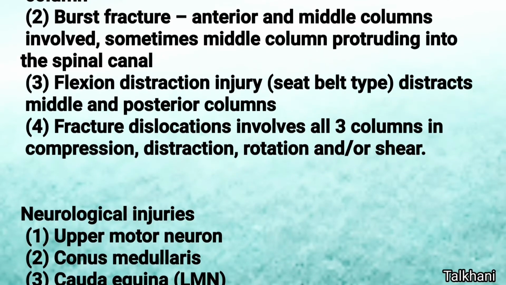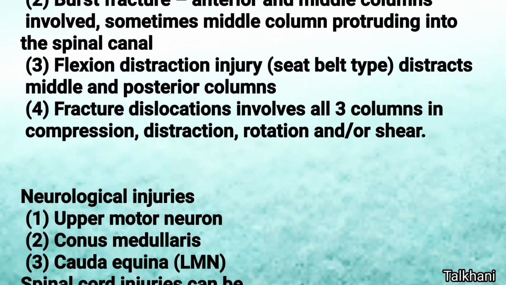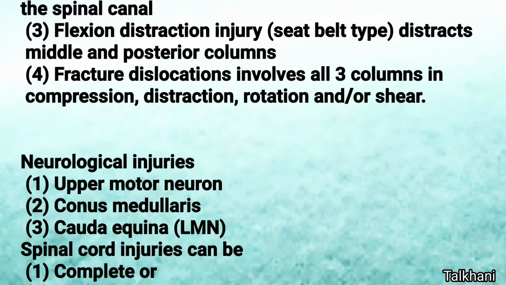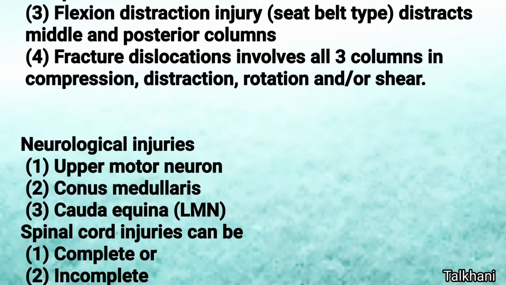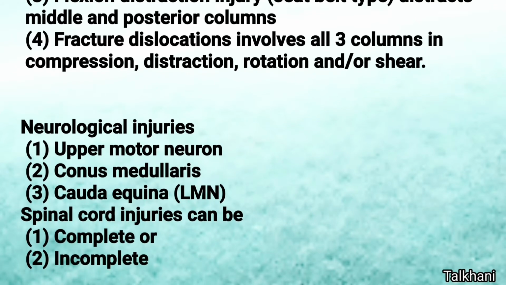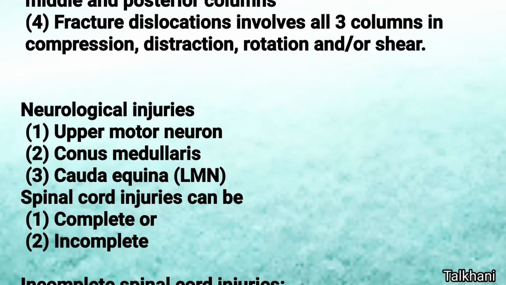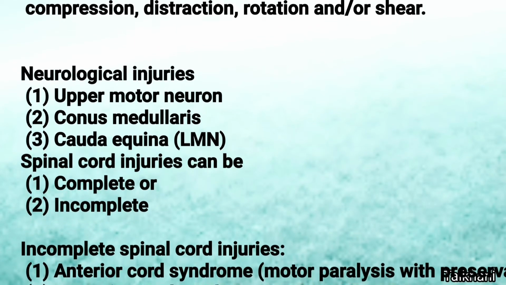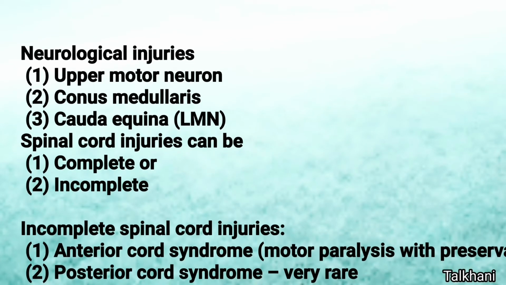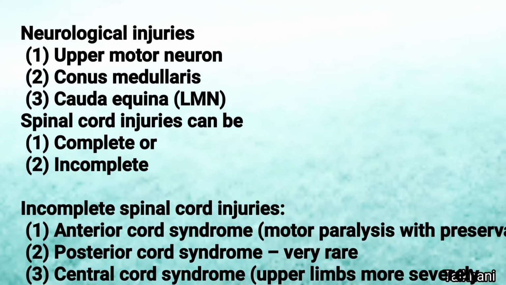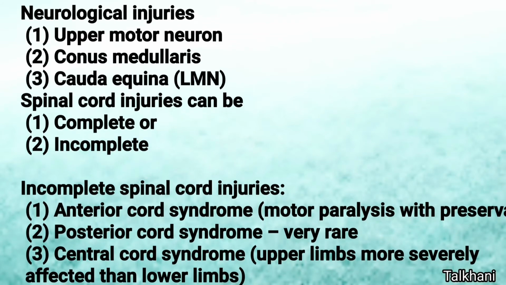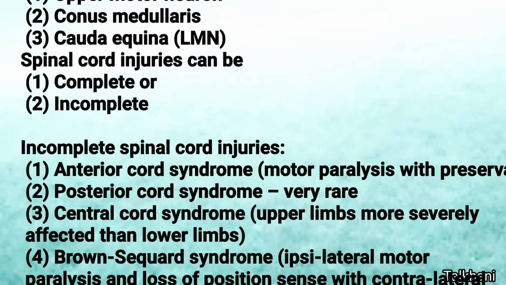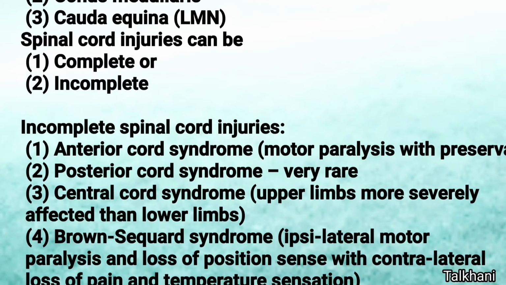Neurological injuries can be upper motor neuron injuries, conus medullaris or cauda equina, which is a lower motor neuron injury. Spinal cord injuries can be complete or incomplete. Incomplete spinal cord injuries are: 1. Anterior cord syndrome will have motor paralysis with preservation of sensation. 2. Posterior cord syndrome, which is very rare. 3. Central cord syndrome, where upper limbs are more severely affected than lower limbs. 4. Brown-Sequard syndrome with ipsilateral motor paralysis and loss of position sense and contralateral loss of pain and temperature sensation.